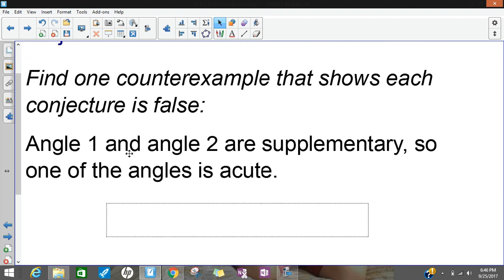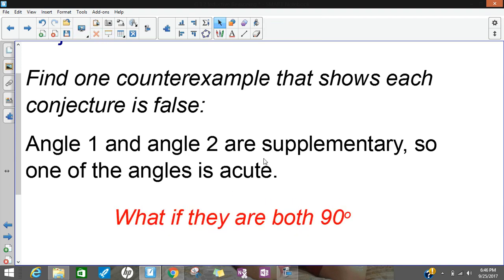I have two angles, angle 1 and angle 2, and I'm saying they're supplementary, which means they add to 180 degrees. So this statement says that if they're supplementary, then one of their angles is acute. So one of their angles is less than 90. So can we think of two angles that are supplementary where one of them is not acute? And the example is if they're both 90 degrees. If they're both right angles, they're supplementary, but neither of them is acute. So we would call this a counterexample.